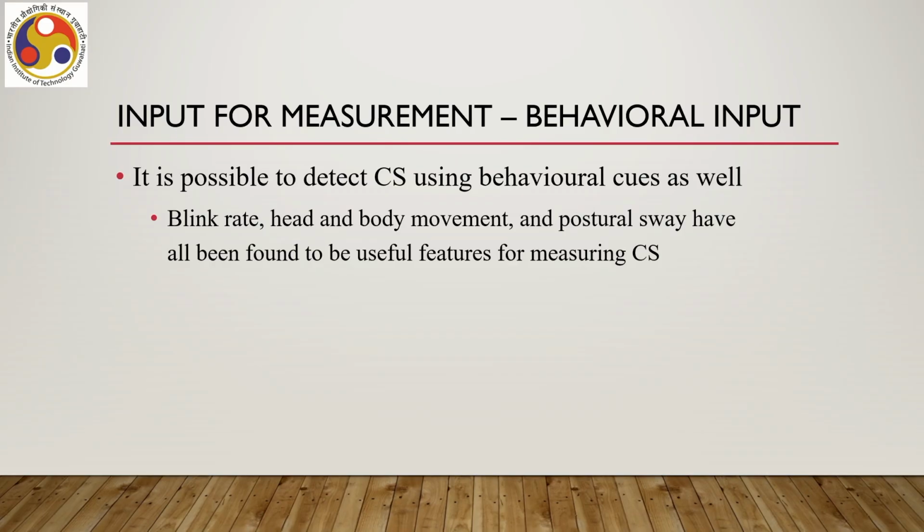So, that is about different sorts of physiological or biometric input. Another kind of input can be behavioral input. It is possible to detect CS using behavioral cues as well, such as blink rate, head and body movement, how we move them, and postural sway. These can be useful features for measuring CS.